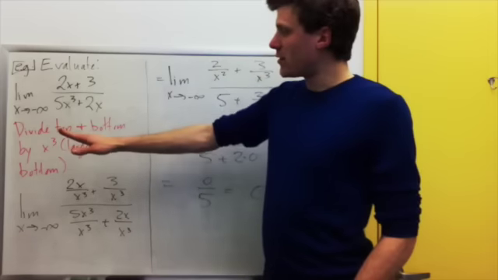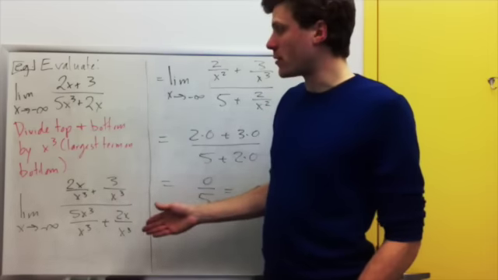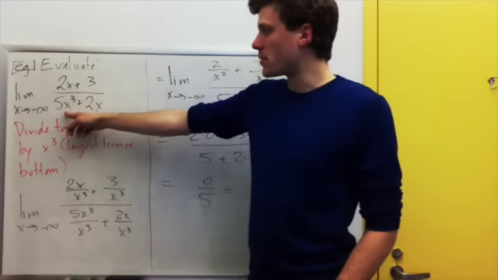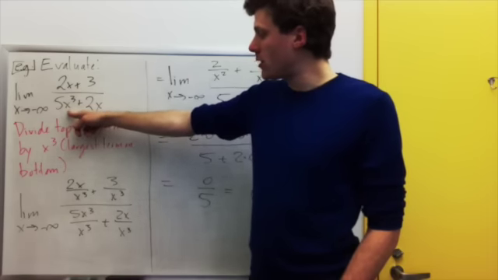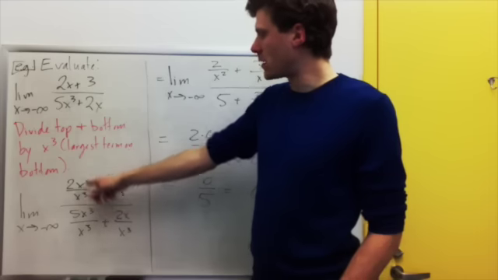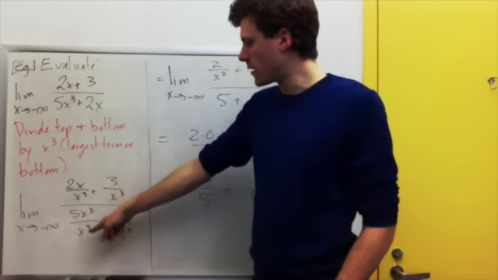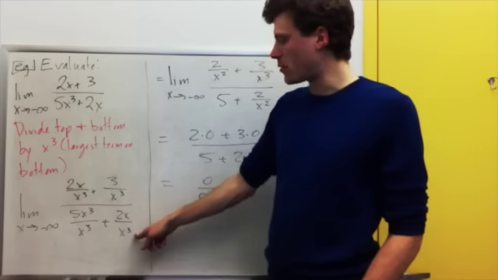What we did last time was we divided the top and bottom by the biggest power of x on the bottom. Here I see the biggest power of x is x cubed, so I'm going to divide everybody on top and on bottom by x cubed. We get 2x over x cubed plus 3 over x cubed, over 5x cubed over x cubed plus 2x over x cubed.